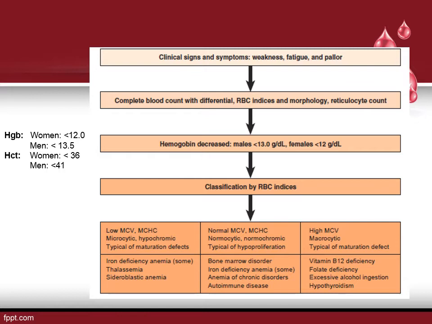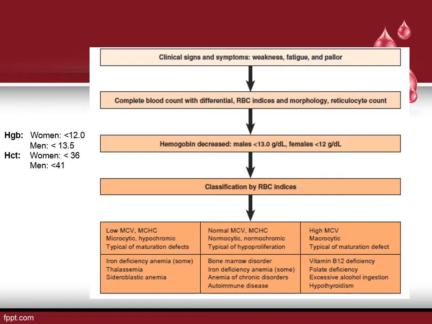Vitamin B12 deficiency, folate deficiency, excessive alcohol ingestion, and hypothyroidism can be seen with high MCV, macrocytic, as opposed to low MCV and low MCHC, which is typical of a maturation defect. So recall, for microcytic, the MCV is less than 80. The anemias belonging to this group are IDA, thalassemia, and sideroblastic anemia.